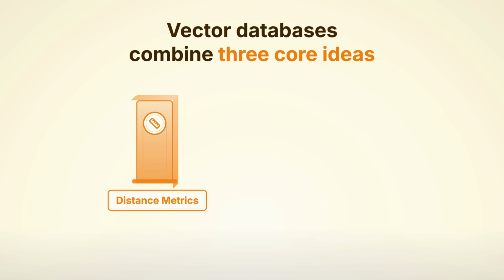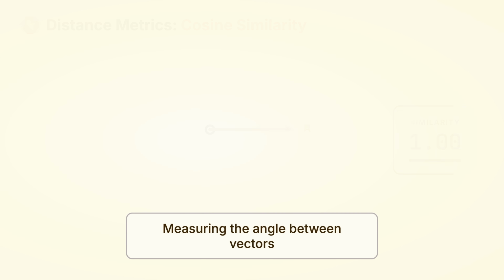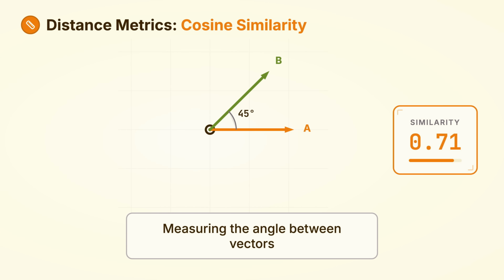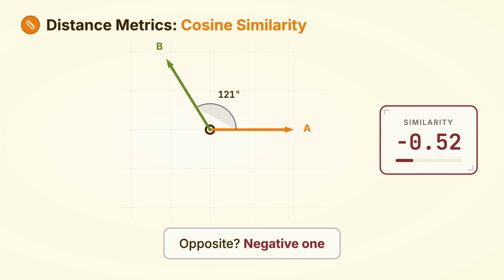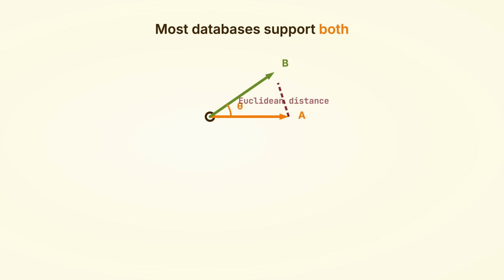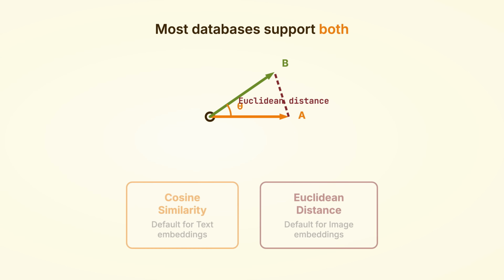Vector databases combine three core ideas. First, distance metrics. How do we define similar? The most common is cosine similarity, measuring the angle between vectors. Same direction, score of 1. Perpendicular, 0. Opposite, -1. There's also Euclidean distance, straight line distance between the arrow tips. Cosine similarity is the default for text, Euclidean common for images. Most databases support both.